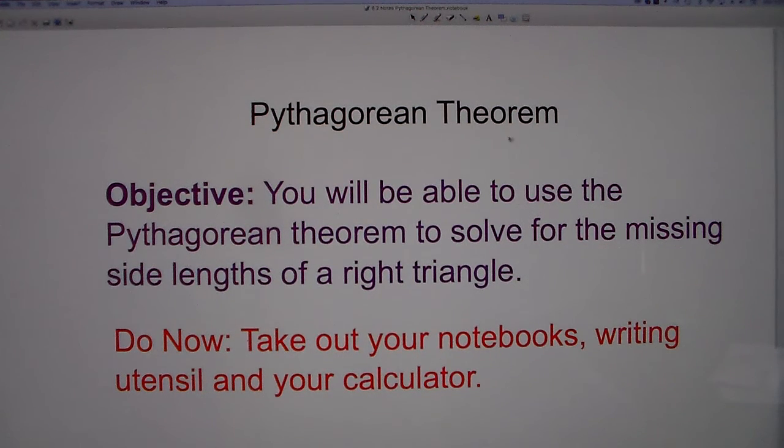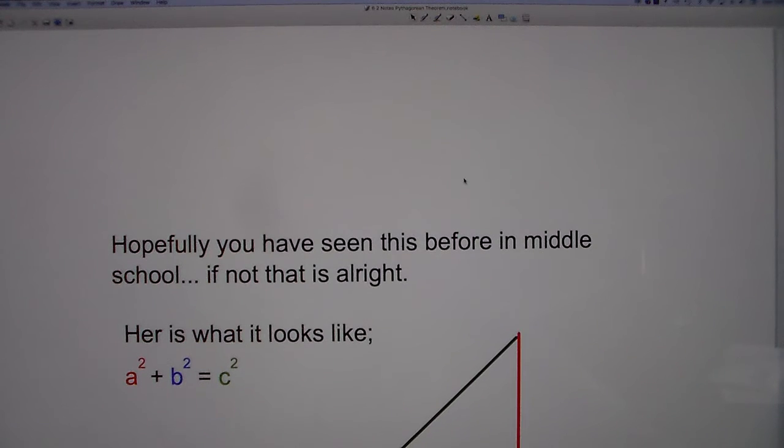Alright, ladies and gentlemen, these are some notes on the Pythagorean theorem. Your objective will be to use the Pythagorean theorem to solve for the missing side lengths of a right triangle. What you'll need to do now is take out your notebooks, writing utensil, and your calculator. So, some things to talk about.